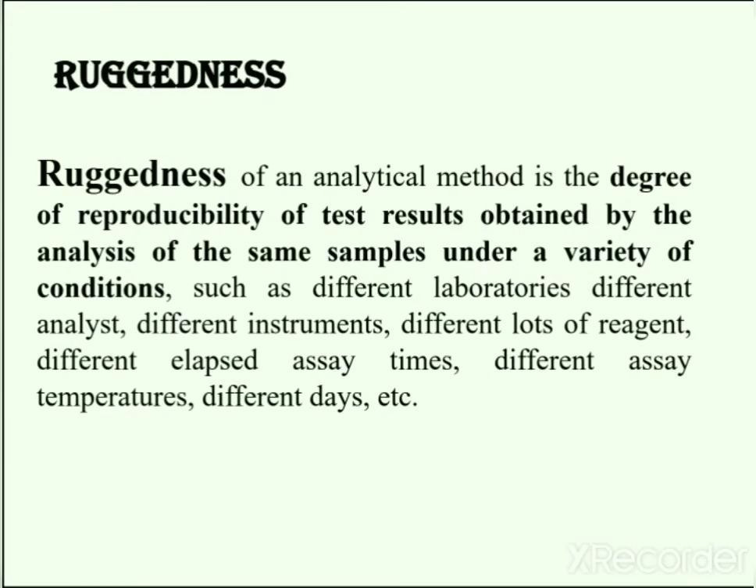Next terms are robustness and ruggedness. The terms robustness and ruggedness refer to the ability of an analytical method to remain unaffected by small variations in the method parameters. Ruggedness of an analytical method is the degree of reproducibility of test results obtained by the analysis of the same sample under a variety of conditions, such as different laboratories, different analysts, different instruments, different lots of reagent, different assay temperatures, different days, etc.